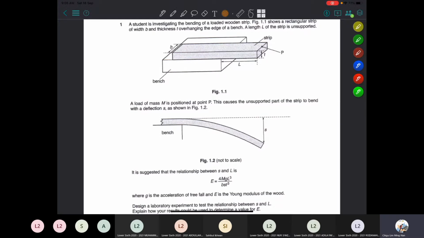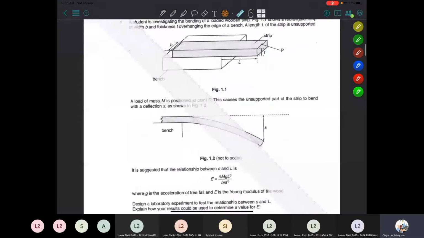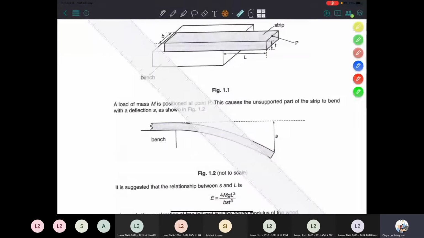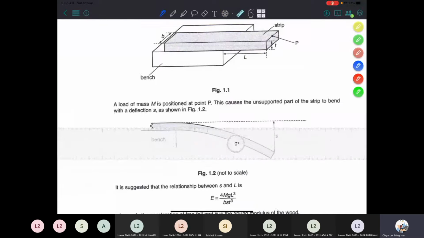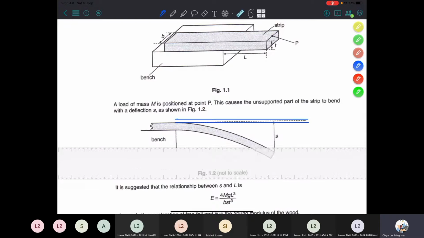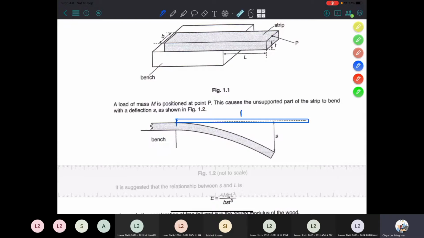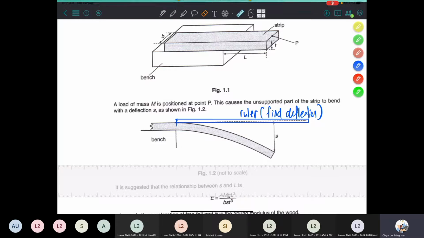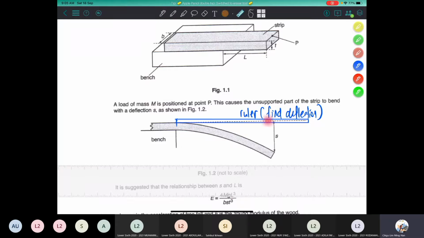Some of you mistook that you want to find this one. So instead of your drawing, you put a ruler here. You put a ruler here, and then you said you want to find the deflection. I was very worried. Why did you put the ruler horizontally?